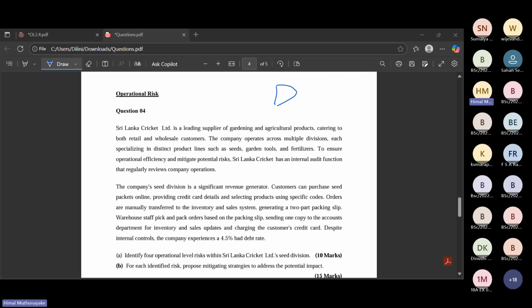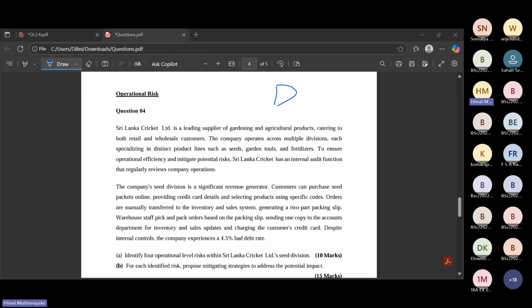The orders have been manually transferred because it says this is the significant revenue generator. That means there are so many orders definitely coming up, so these orders you need to handle manually. Therefore, one operational level risk is that manual data entry errors can happen. That's a risk to the company because some human errors may be involved, right?